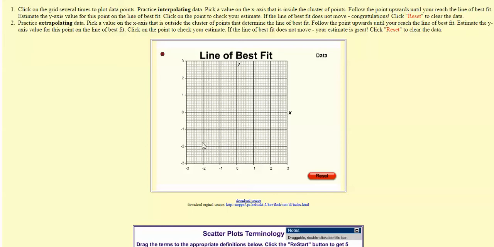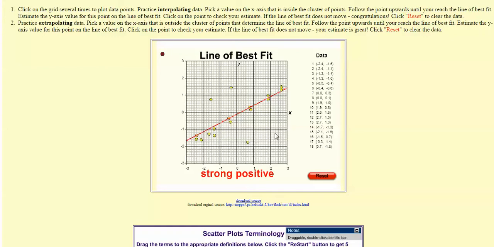This website allows you to plug dots into the scatter plot, and it tells you what type of correlation you have. So if I make the dots closely follow the line like they are here, then that's a strong positive correlation. But if I put in a lot of dots that are far away from the line, like they are here, then it becomes a weak positive correlation.